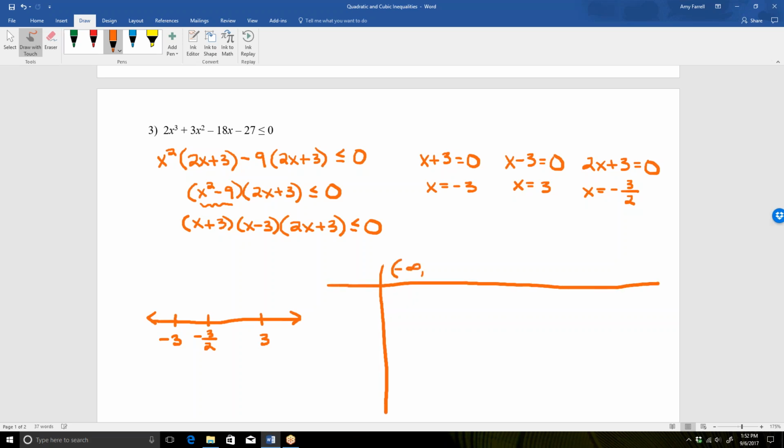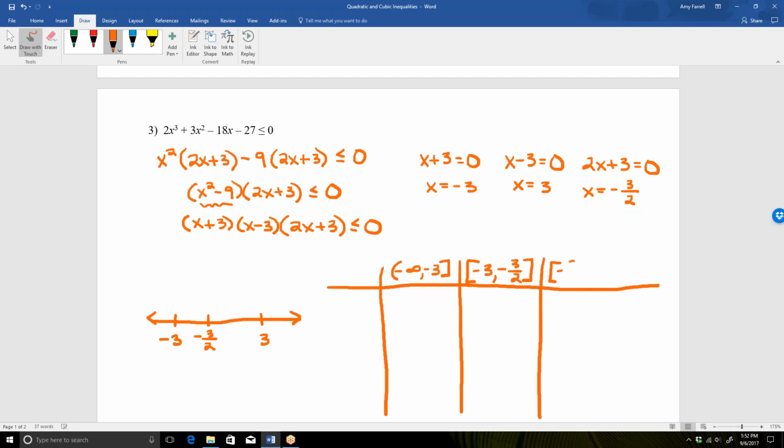So we've got the interval -infinity to -3. Then we have -3 to -3/2. Then we have -3/2 to 3. And then our final interval is 3 to infinity. I'm using brackets again in this problem because my inequality symbol is a less than or equal to. So -3, -3/2, and 3 are going to be part of our solution set, since when plugged in, they will equal 0, but 0 is less than or equal to 0.